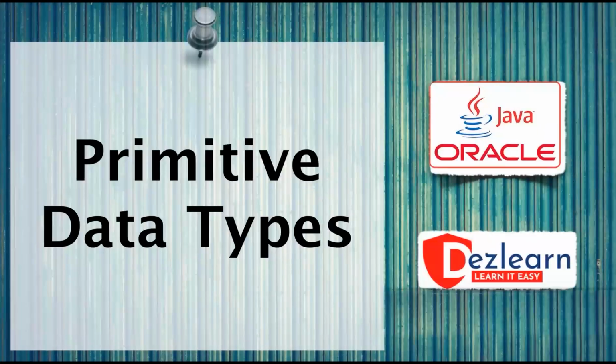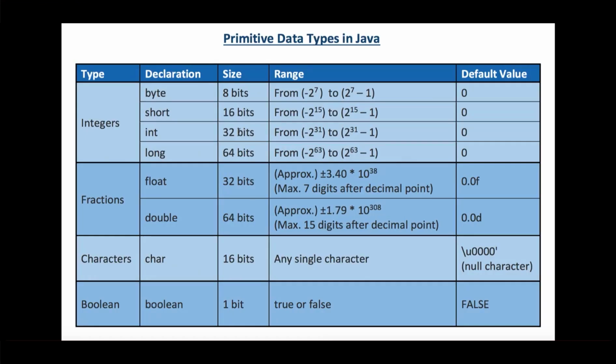Hello everyone. In this session, we are going to talk about the primitive data types in Java. These are the different variables that you can create to store integer data, fractions, characters, or boolean. For integers, as we can see, we have four different types that we can use: byte, short, int, and long. And they differentiate in terms of the size and the range of numbers that they can store.